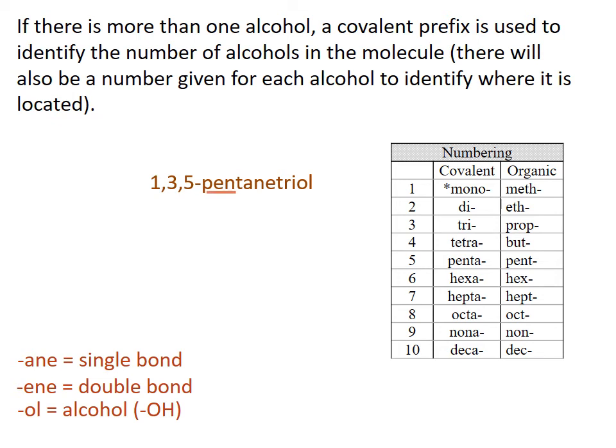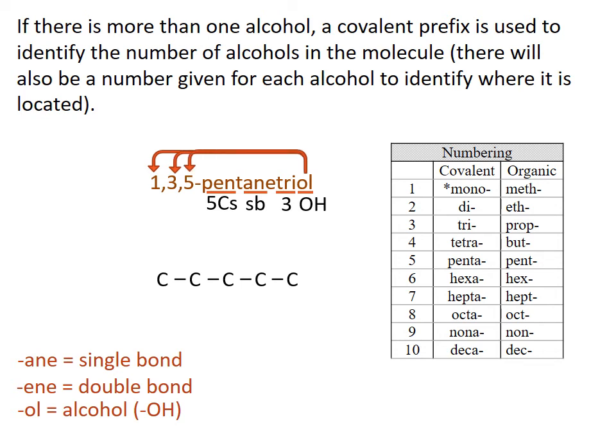1,3,5-pentanetriol. Pent means 5, so I have 5 C's. So draw out 5 carbons. 1, 2, 3, 4, 5. Ane means single bond. Tri is a covalent prefix meaning 3, and OL means I have OH groups. So 5 carbons singly bonded with 3 OHs. And those OHs will be attached to the first, third, and fifth carbon.